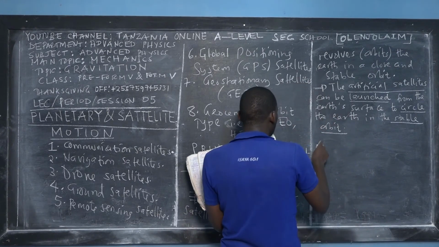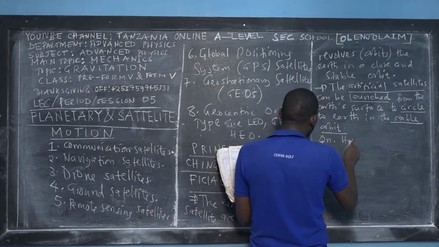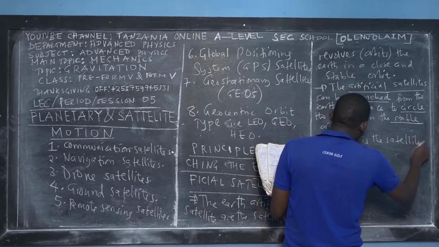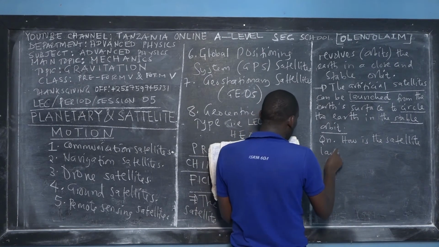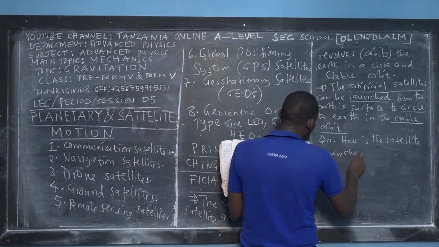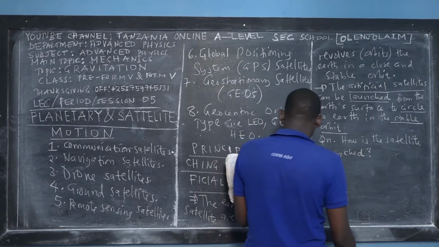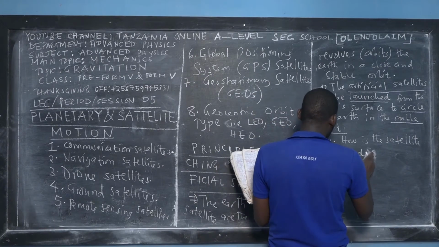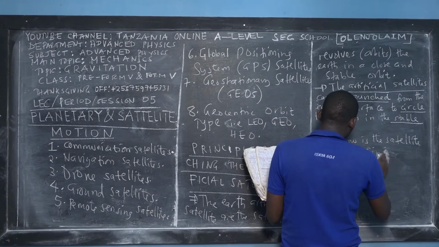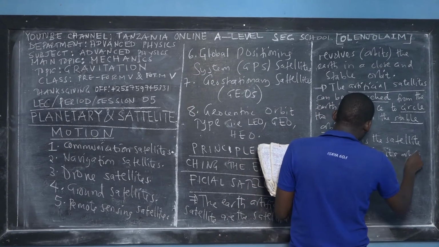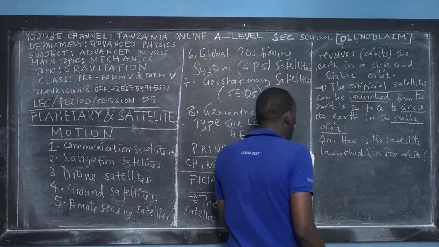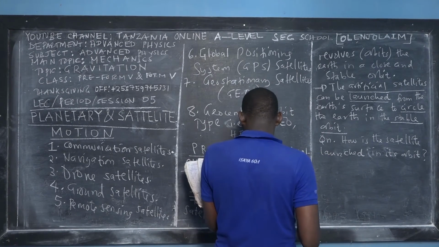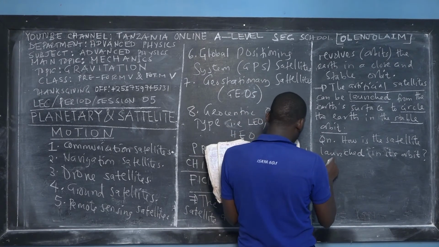So the question now is, how is a satellite launched? How is a satellite launched in the stable orbit, in its orbit? How is a satellite launched in its orbit? Well, so you say that this is the answer to that question.